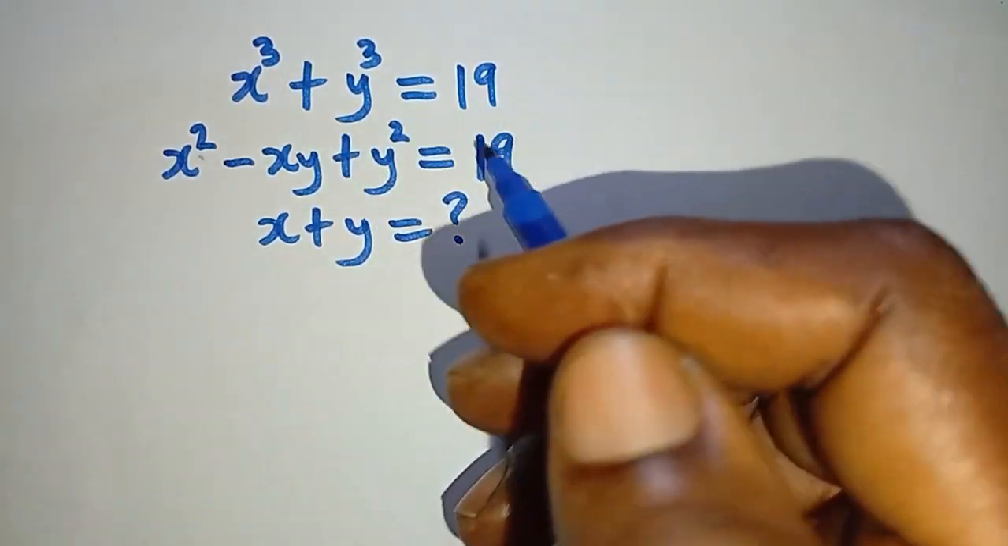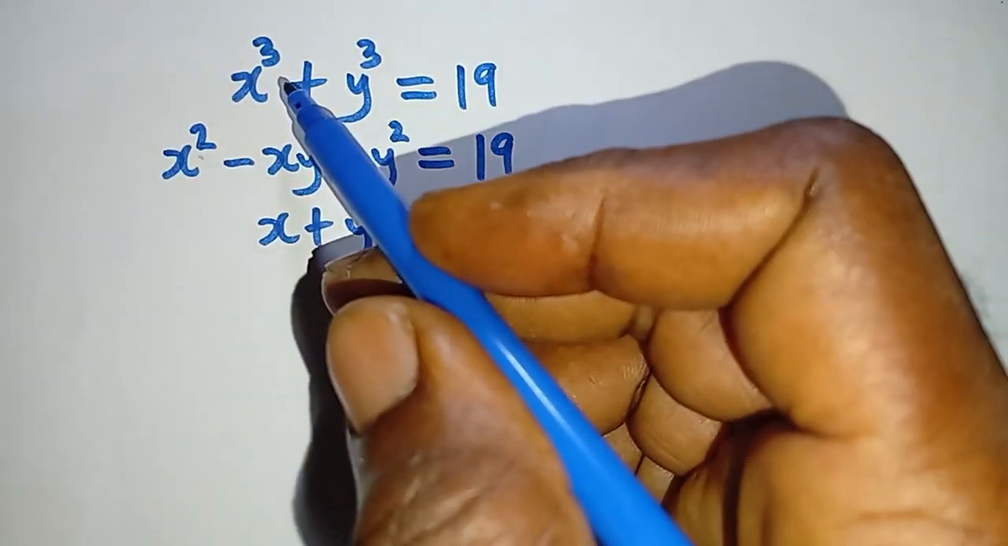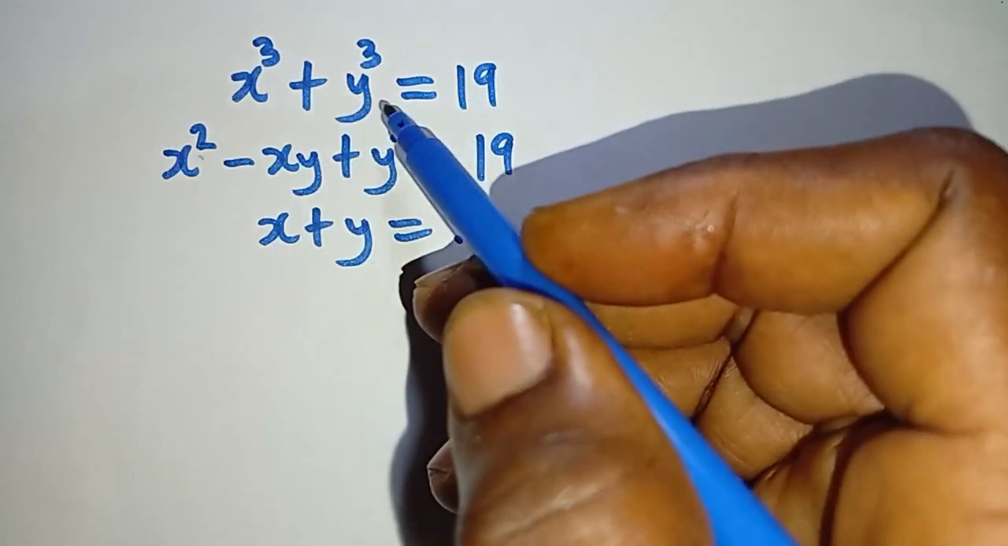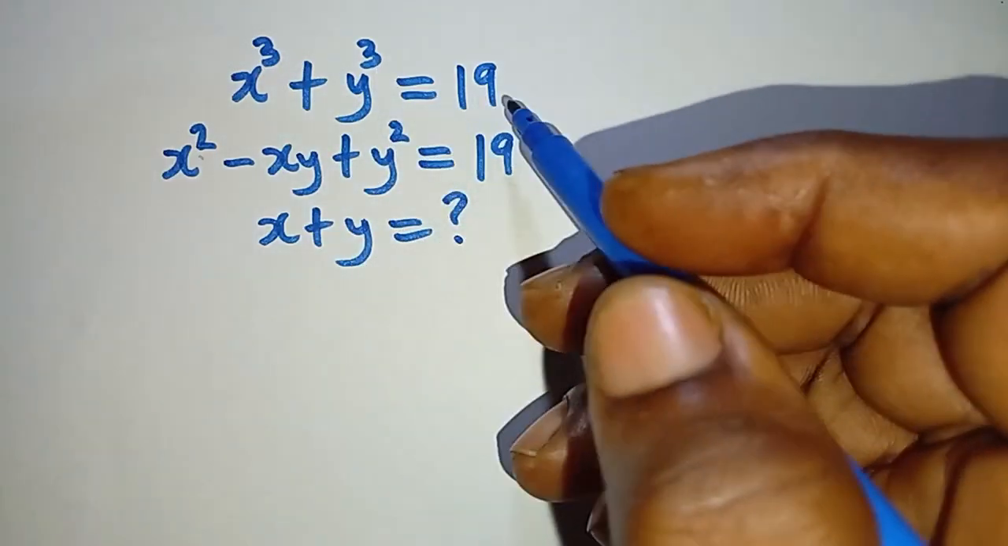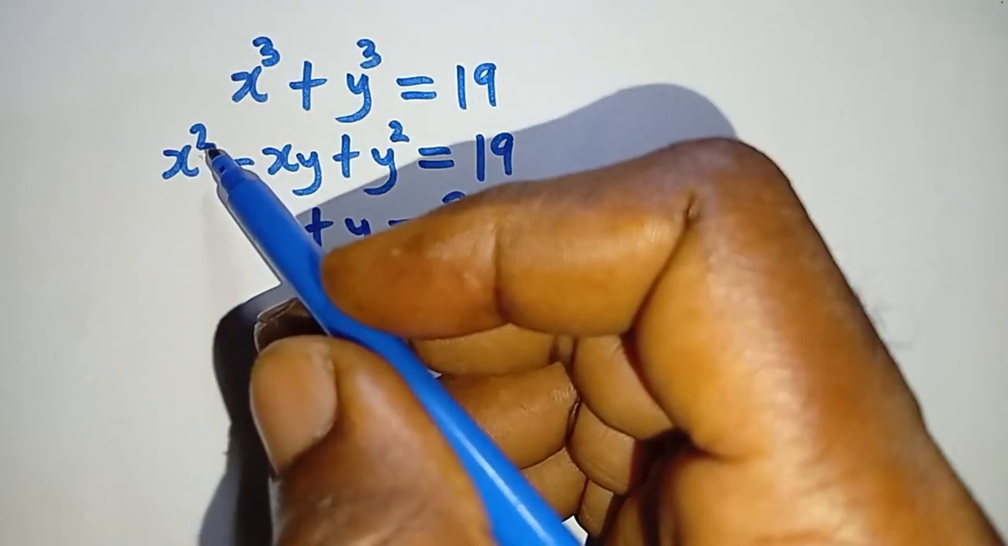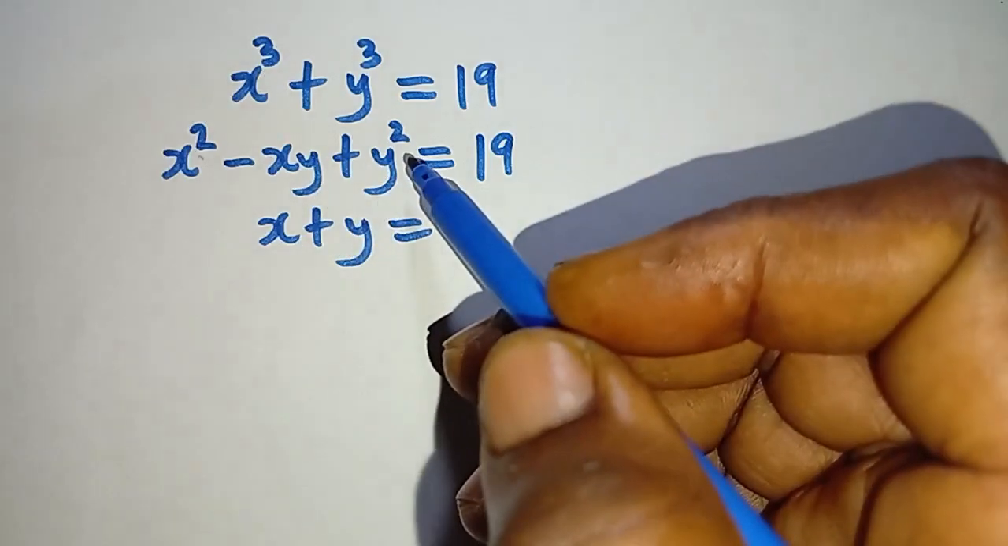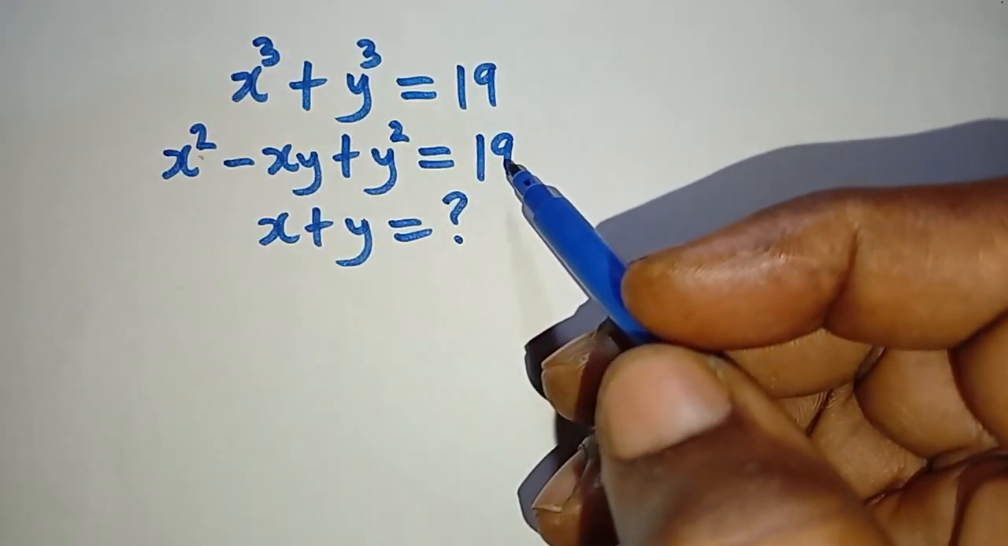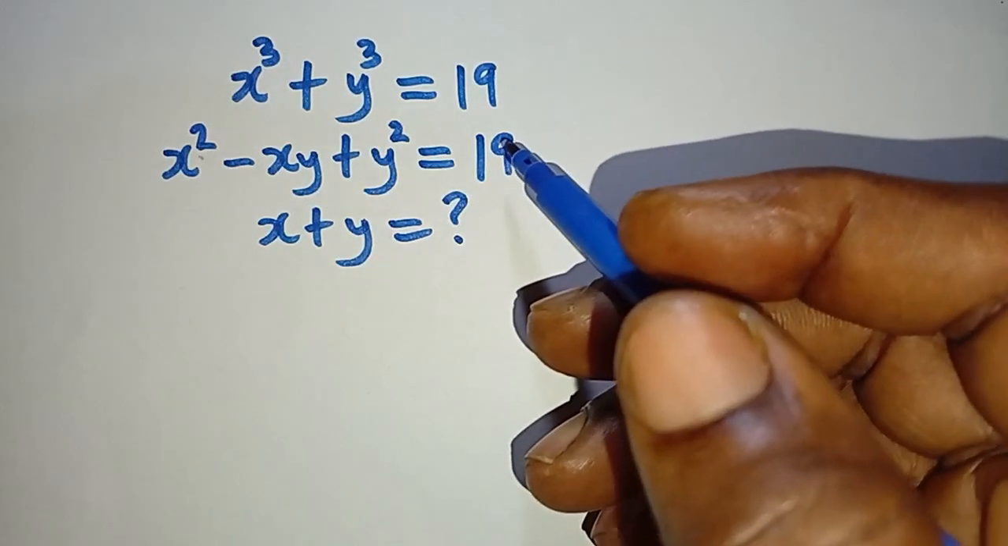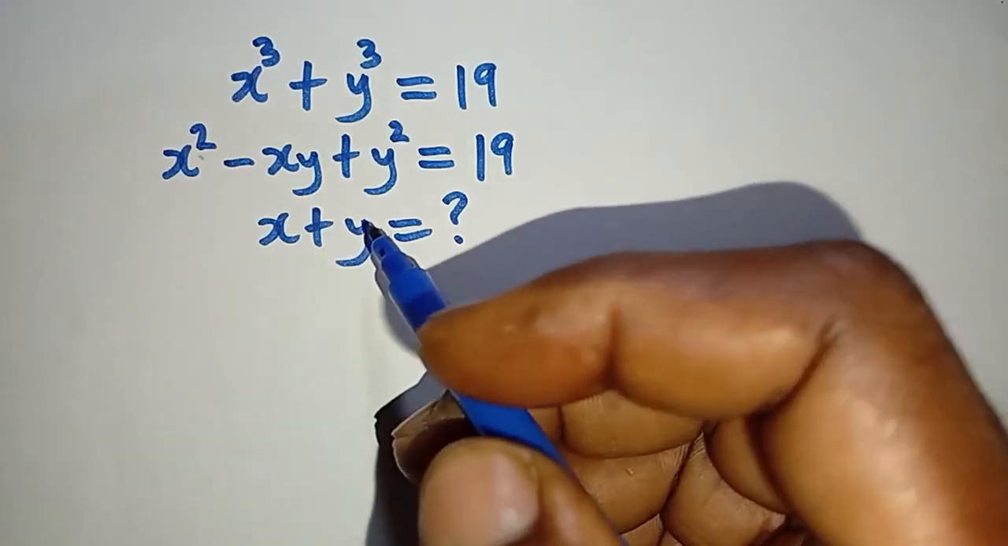All right, if you look at these questions now, we have x raised power 3 plus y raised power 3 is equal to 19. And then x squared minus xy plus y squared is equal to 19. Now we have to find x plus y.